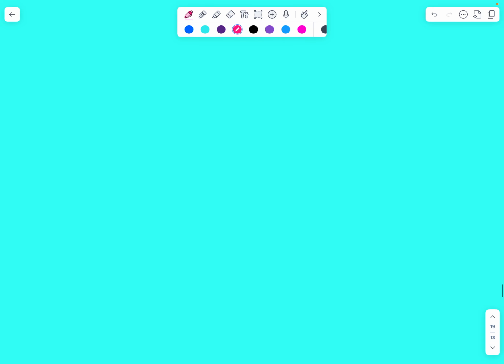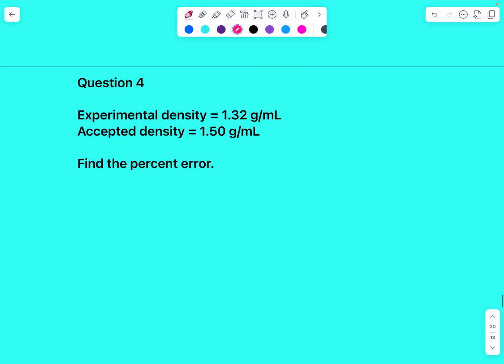So using this formula, let's take a look at the practice problem. The experimental density is 1.32 grams per milliliter. The accepted density is 1.50 grams per milliliter. Find the percent error. Again, that would be experimental minus accepted under the absolute value. So 1.32 minus 1.50 is negative 0.18. But because we're under an absolute value, everything must become positive, so it's 0.18, right?